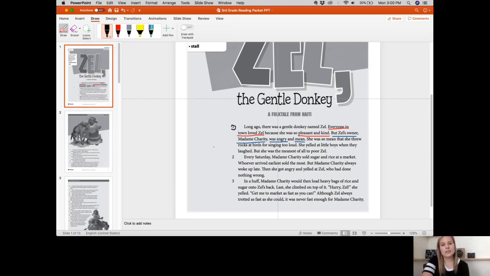Now I'm going to write notes along the side. This doesn't have to be perfect. I'm just going to write Zell loved, because those 2 words summarize what Zell was like. Everybody loved her. Then the other character, Madame Charity, I'm going to put MC. It doesn't have to be perfect. I'm going to put angry and mean because those were the 2 words that the author used to describe her. She felt angry and she was mean.